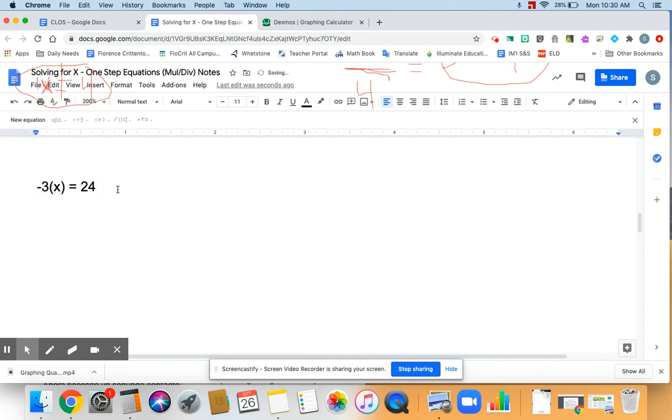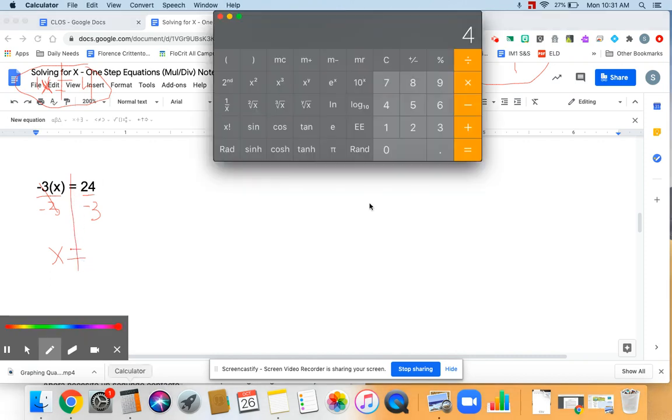How do I undo multiplying? By dividing. So I have to divide both sides by -3. So now -3 divided by -3 will cancel and become just the positive 1x, but I don't have to write the 1. And it's going to equal 24 divided by -3. And that's -8.